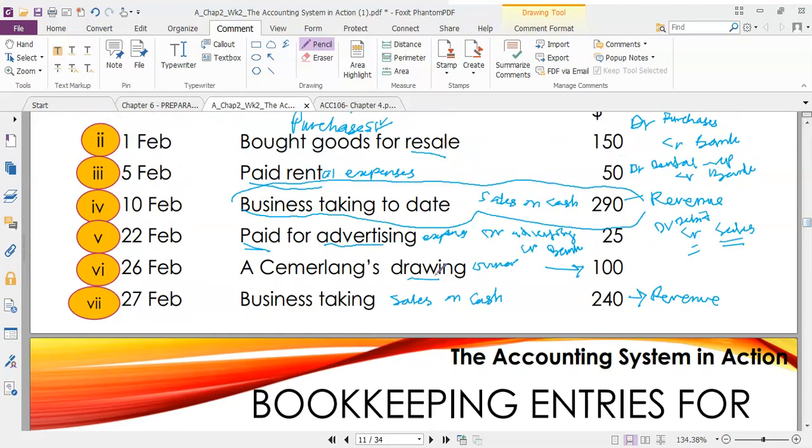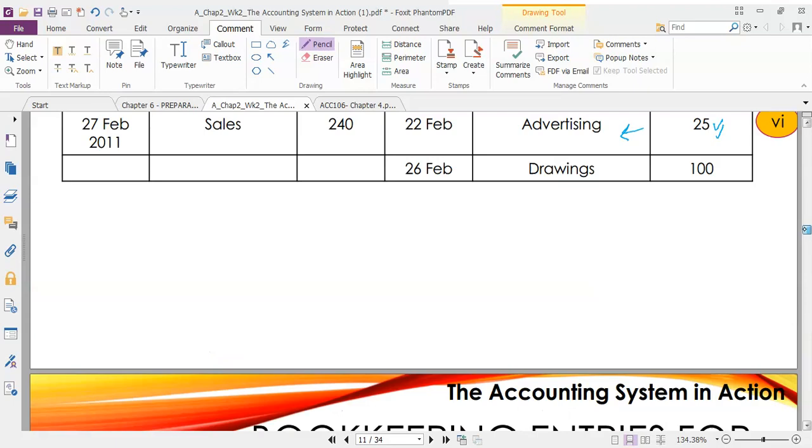Next, drawing. It means that the owner of the business took 100 ringgit from the bank account for his personal use, not for business use, because the transaction said drawing. So drawing, the owner took the money for personal use.